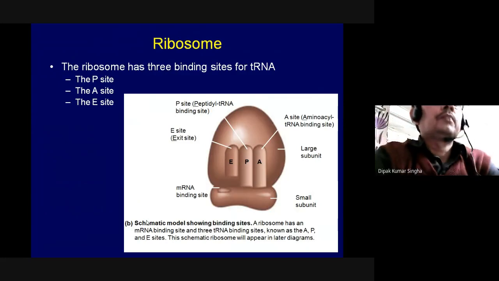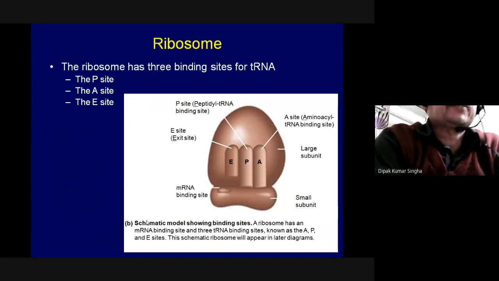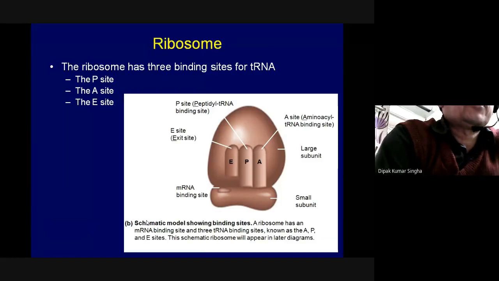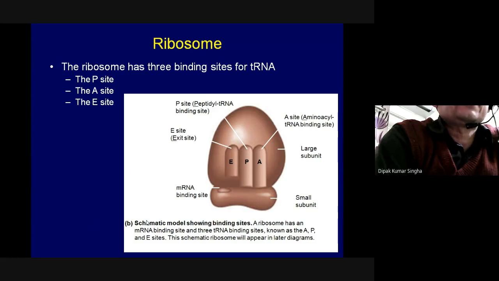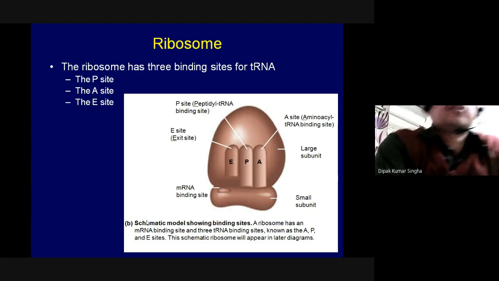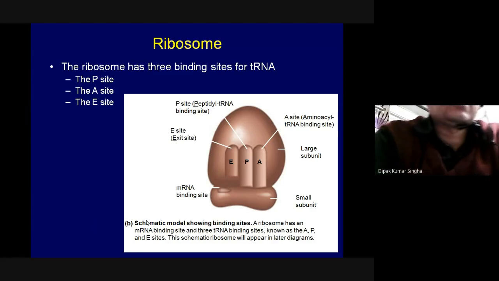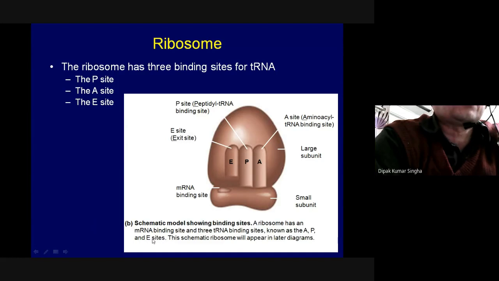These are the ribosomes, and these ribosomes have three binding sites: the A site, the P site and the E site. The P site is the peptidyl-tRNA binding site, for the formation of the peptide bond or the formation of protein. The A site is where the aminoacyl-tRNA binds the specific amino acid, and E is the exit site. One is the large subunit, another the small subunit. This schematic model shows the binding.